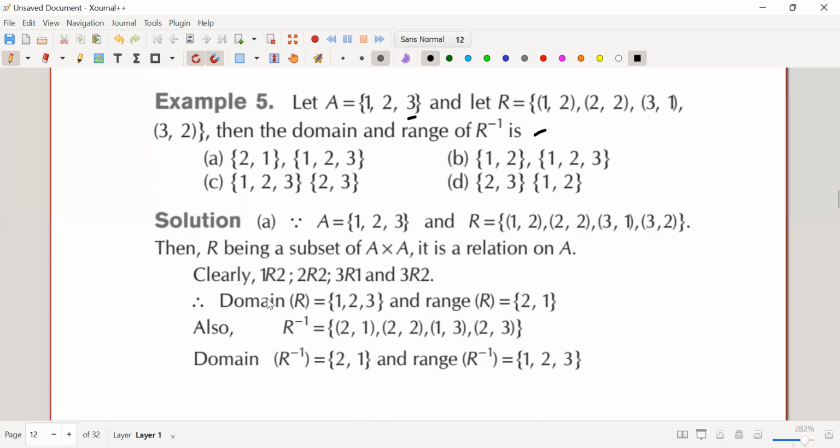what do you feel? You couldn't understand. A is given.